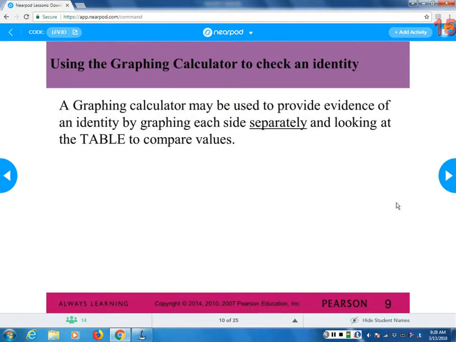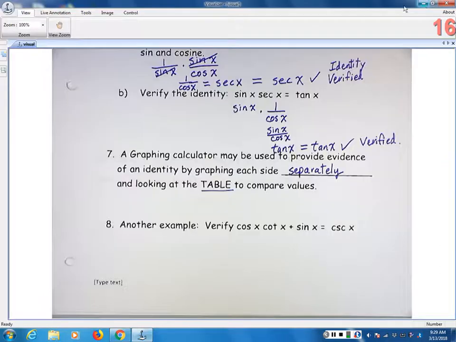Okay, and we can use a graphing calculator to provide evidence of an identity by graphing each side separately, and looking at the table to compare values separately. So we could go into our calculator.